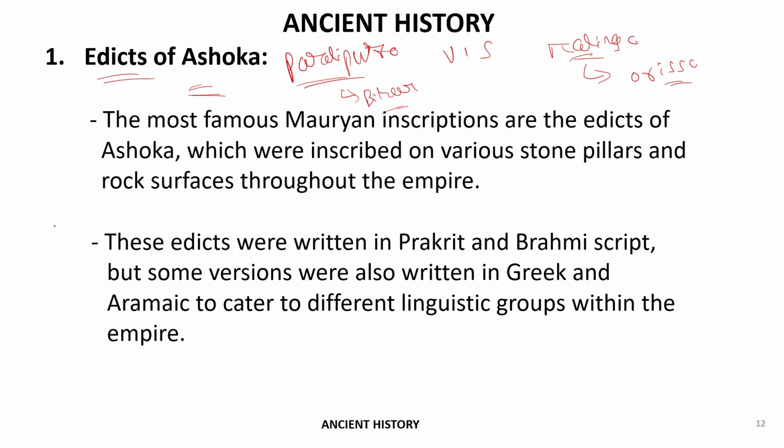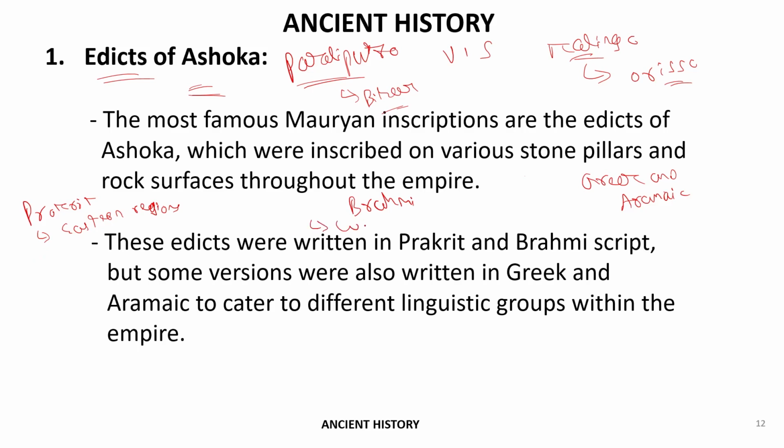Okay, and also he used several languages like Prakrit, Brahmi, and Greek and Aramaic. Okay, so he used three languages to publish his message. Prakrit was basically for eastern regions, because Prakrit was the language of people in the eastern areas of India at that time. So that's why he used the Prakrit language.